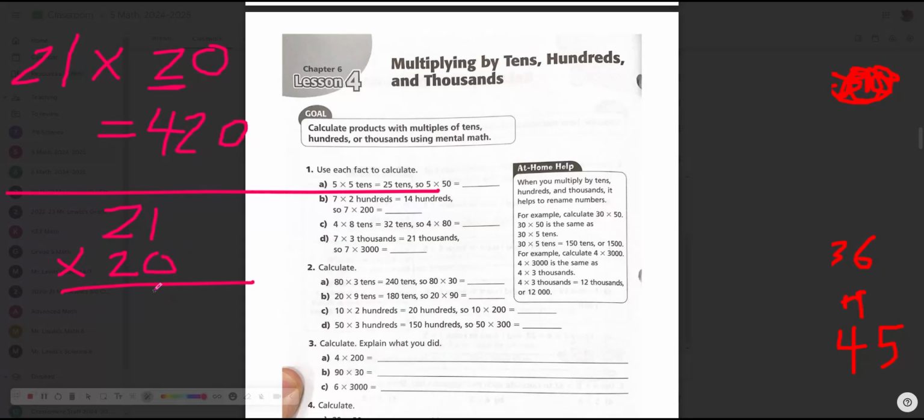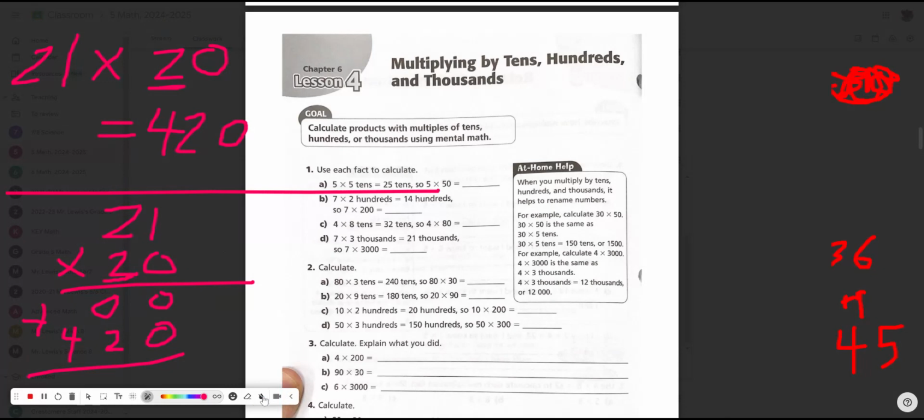0 times 0, 0 times 1 is 0, 0 times 2 is 0. Multiplying with the 20, so I need a placeholder. 2 times 1 is 2. 2 times 2 is 4. And you can see adding nothing to that would give me 420 still. Cool. So it absolutely works.